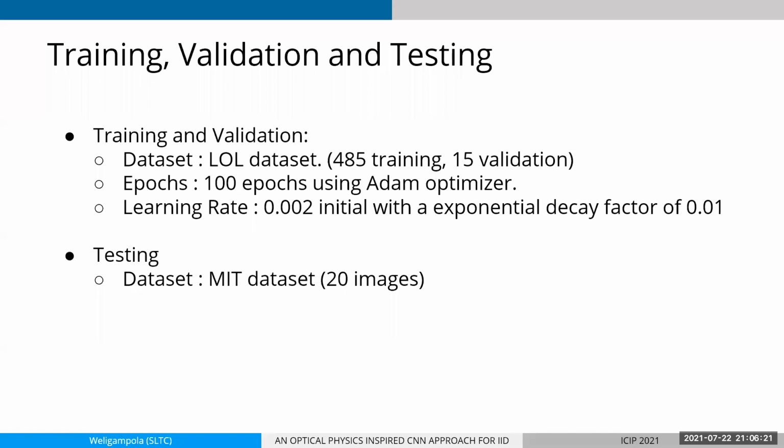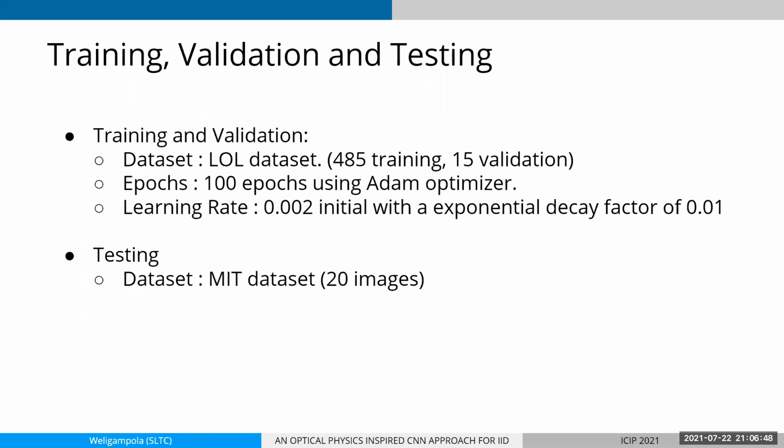Finally, we train the CNN model using the proposed loss function and the following parameters. For training and validation, we use the LOL data set. Since it has no ground truth, it's appropriate for the study. We used 485 images for training and 15 for validation. For testing, we used the MIT data set, which is ideal in this scenario since it has a ground truth for both the shading and the reflectance. You can refer to our paper for more information about the training process.